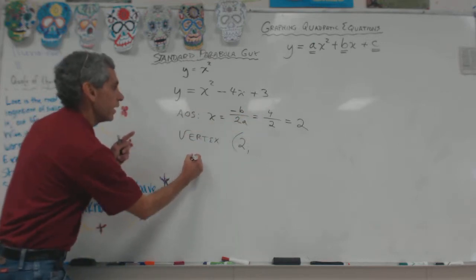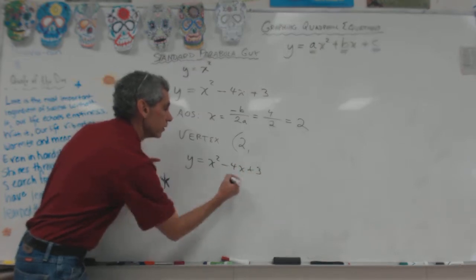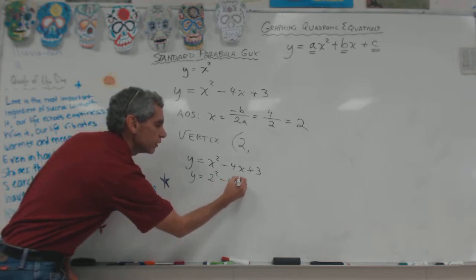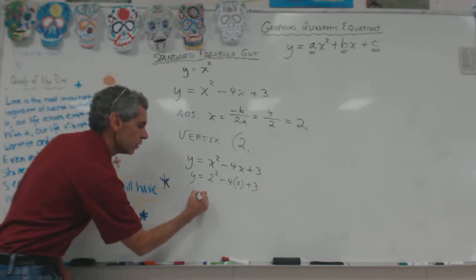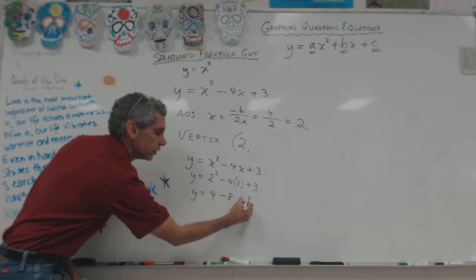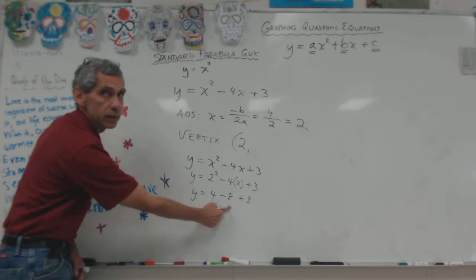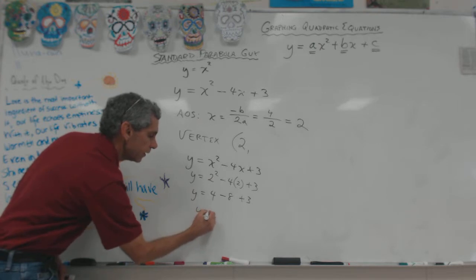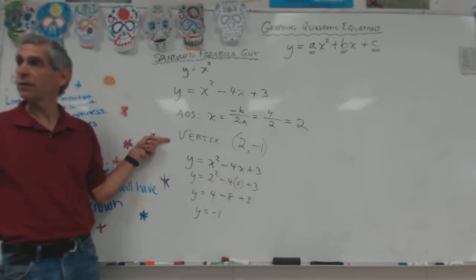So here we go. Y is equal to, I'll just write it, x squared minus 4x plus 3. So y is equal to 2 squared minus 4 times 2 plus 3. 2 squared is 4. So y equals 4 minus 8 plus 3. What's 4 minus 8? Negative 4 plus 3? Negative 1. So y is equal to negative 1. I now have my vertex.